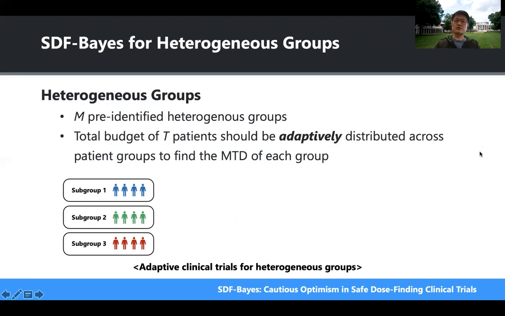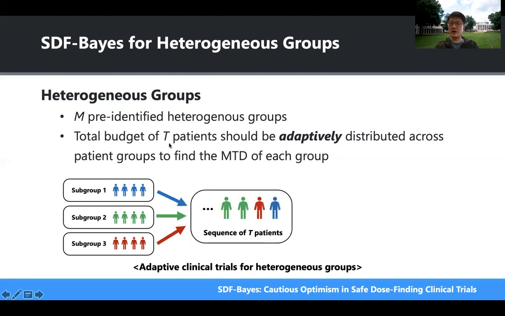Okay, so next, let me move to the heterogeneous patient group situation. In this case, we are dealing with heterogeneous patient groups where instead of having one population for all, we are having subgroups. For example, we divide the population into male and female, or based on the age of the patients, we have different subgroups, and so on and so forth. Mathematically, we have M pre-identified heterogeneous groups, and we have a total budget of T patients. Now, instead of learning the MTD for the entire population, the goal becomes even more ambitious and more difficult. We want to find the MTD of each subgroup.